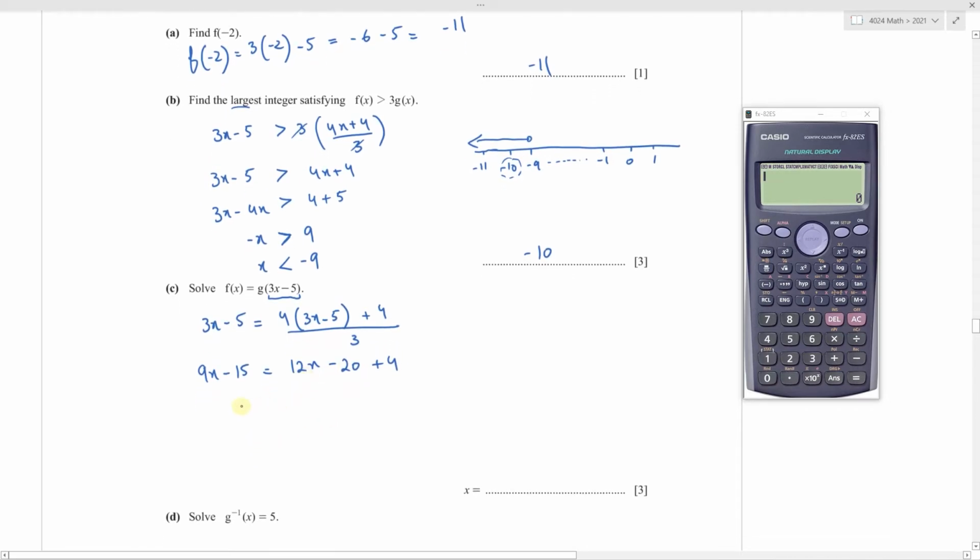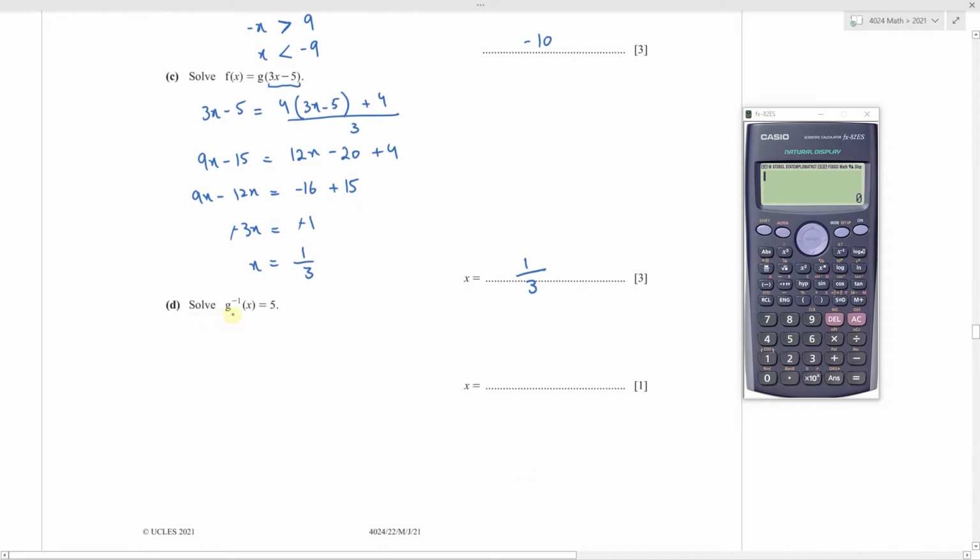So I can bring this 12x here, so this will become 9x minus 12x. Minus 20 plus 4 is minus 16, and this 15 on the other side will become plus 15. This will be minus 3x equals to minus 1, and minus can cancel out. X will be equal to 1 over 3. So your value of x is 1 over 3.